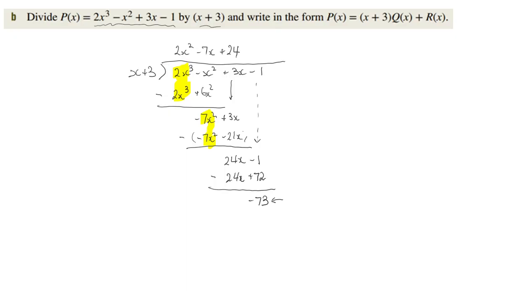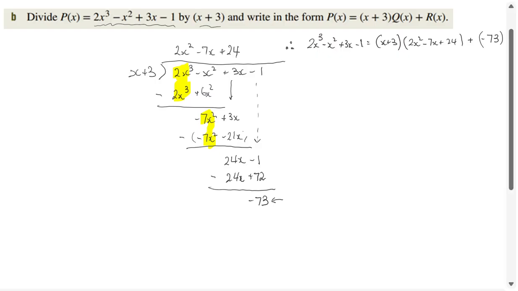Now, they want me to write it in this form here. So my p(x), which is the 2x cubed minus x squared plus 3x minus 1, I'm going to write in the form they want. Therefore, 2x cubed minus x squared plus 3x minus 1 equals x plus 3, which is what I was dividing by, times the q(x), this result up here, 2x squared minus 7x plus 24, and then I've got this remainder, r(x), which is negative 73.